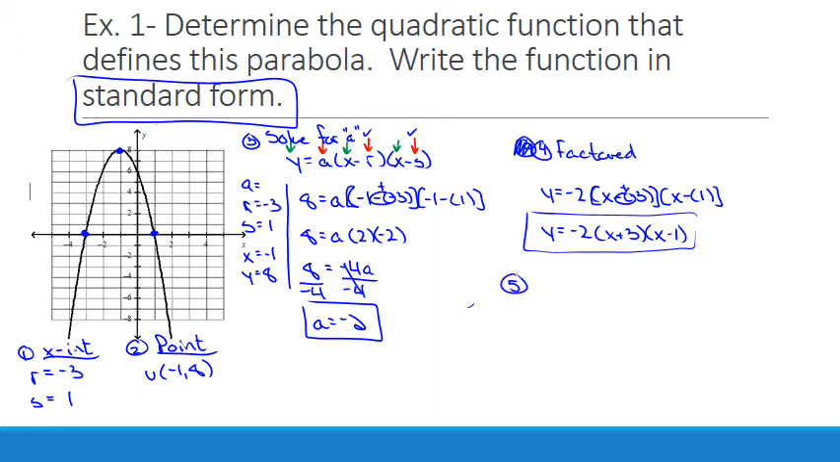But the question asked for standard form. And the nice thing is you can go back and forth between standard and factored form by, in this case, multiplying to put it into standard form. And if something's in standard form, I can factor to take it into factored form. Now, sometimes there's more to the factoring, but in general, we can do that. So I'll start off by writing this thing out in factored form again.